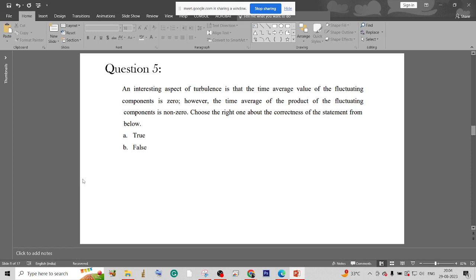Question number 5. An interesting aspect of turbulence is that the time average value of fluctuating component is 0. However, the time average of the product of the fluctuating components is non-zero. Choose the right one about the correctness of the statement. If both of them are true, then we will deem this answer as true. Otherwise, if one of the statements is false, then we will deem it as false. Anyone who can tell me the answer for this? You can explain the question.